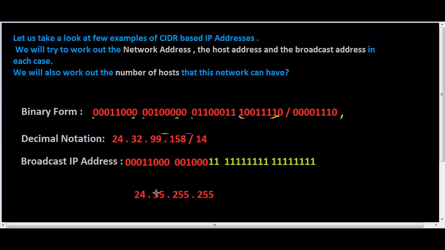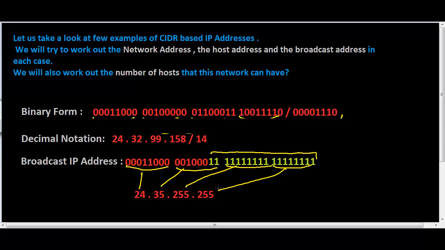Okay, for the broadcast IP address, I have set all the host bits to 1, and when we convert this to decimal notation, these 8 should be equal to 24, this should come out to 35, this should be equal to 255, and these last 8 bits should be equal to 255.